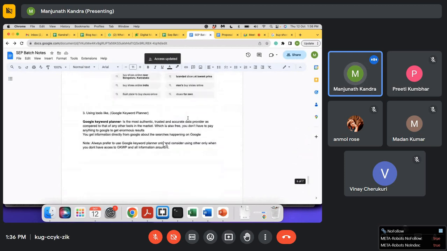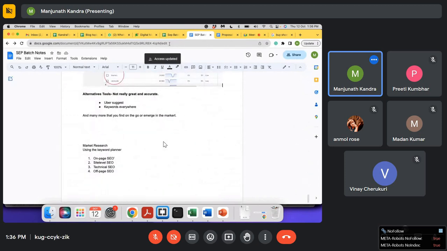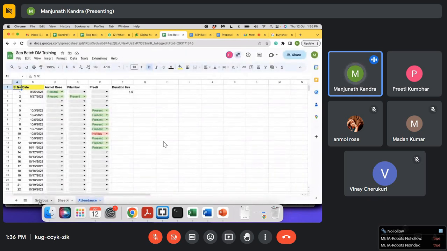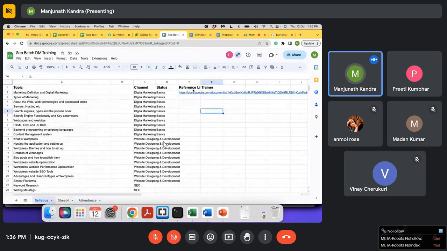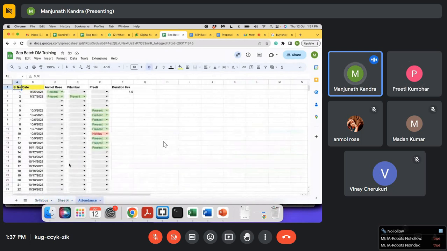Okay, so anything else? That's all right. The link of this document is also updated here in this sheet, somewhere at the top. Maybe in the first sheet, second sheet, I guess. Yeah, this one. So Anmol, Preeti, and Pitambar, whatever is covered here, start marking the status done. And I want all of you also to mark your attendance here. Durations, hours, everything.